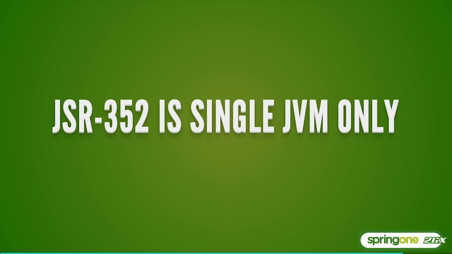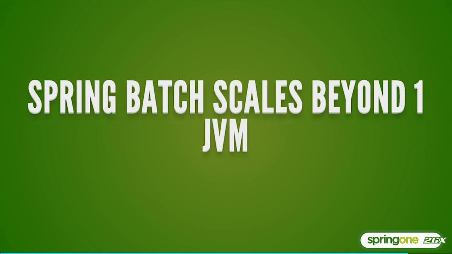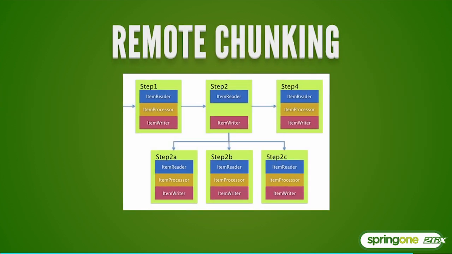Scalability. The JSR is single JVM only. There are no provisions for remote chunking or remote partitioning within the JSR. The only scalability option that the JSR provides is multi-threading. So if you can't do it in a single JVM, you're on your own. Whereas Spring Batch scales through multiple JVMs. That's what Gunner's talk was all about.